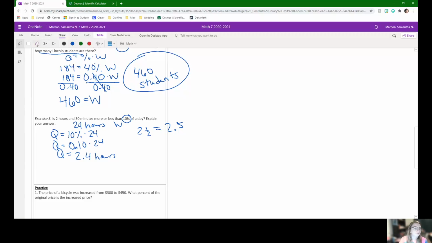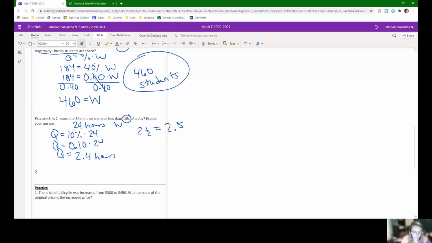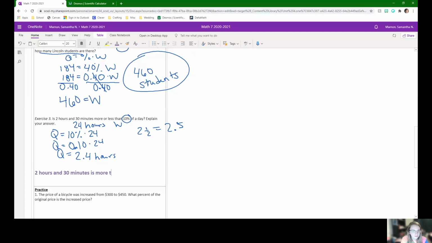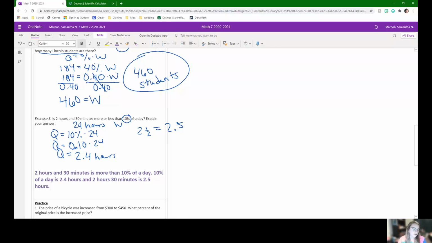So we can write a mini little CER right here. Let's make it big and purple. So 2 hours and 30 minutes is more than 10% of a day. 10% of a day is 2.4 hours, and 2 hours, 30 minutes is 2.5 hours. Just in those two sentences, we have our claim, we have our evidence, and it's our work here too, and some of our reasoning.